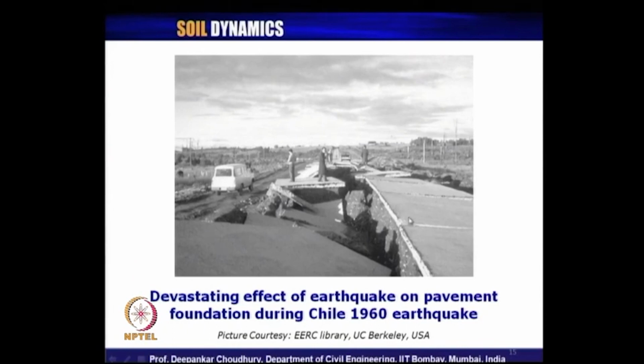This part of the pavement has bulged up or heaved up a little bit, and this part has collapsed or come down excessively, and there is a differential failure between these two levels of the pavement. This again needs the study of the behavior of the subgrade material, which is essentially soil.